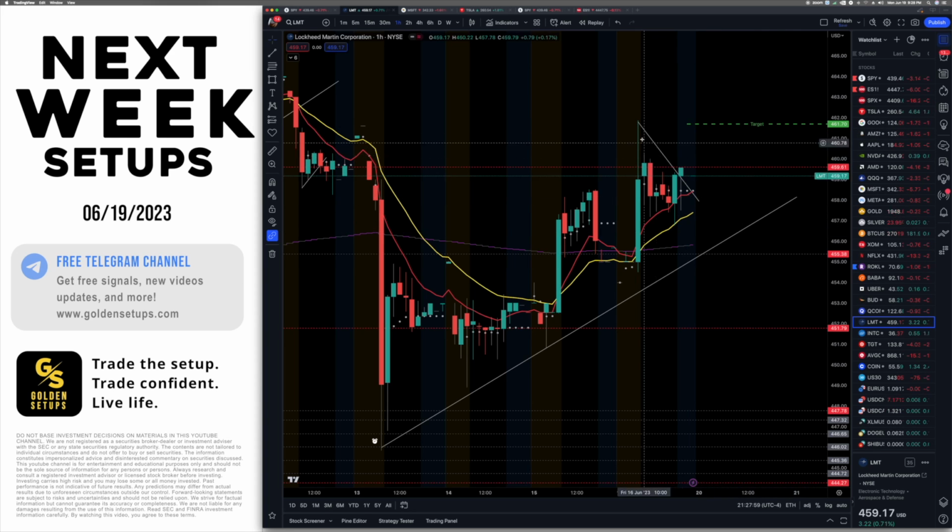All right, so this is what I'm paying attention to. We'll see if we can break up above and close 459.58 or 459.61. As you can see, these levels are holding up fairly well.